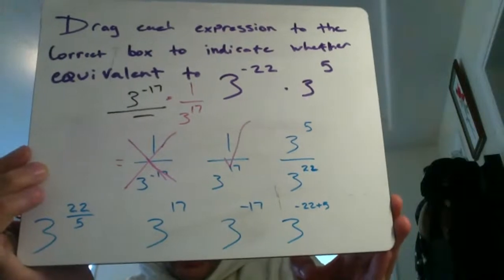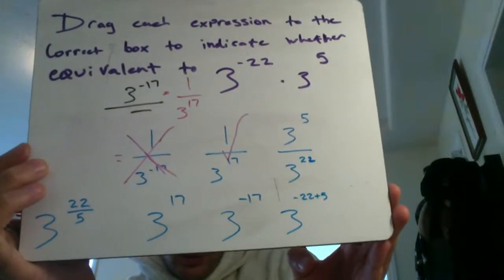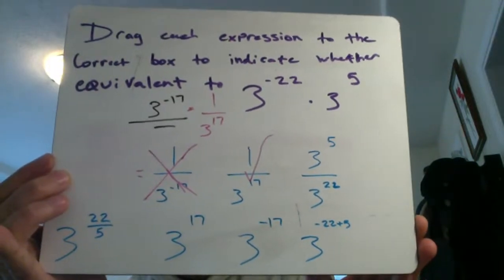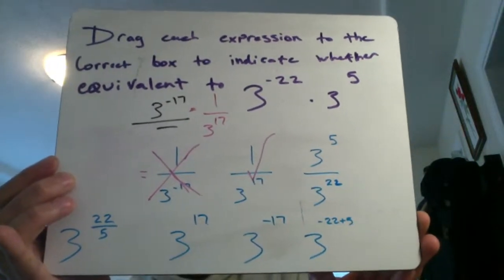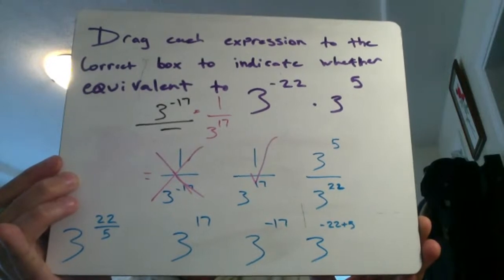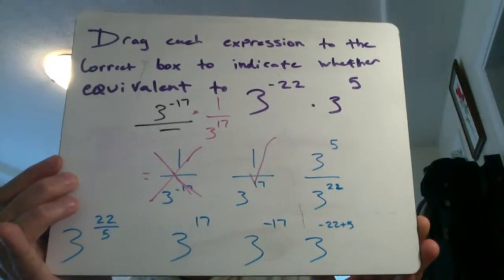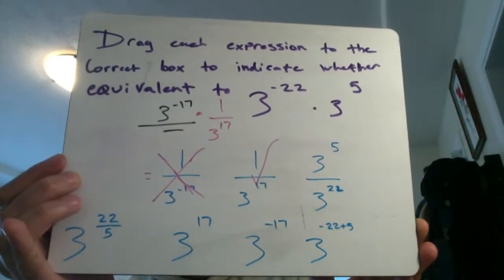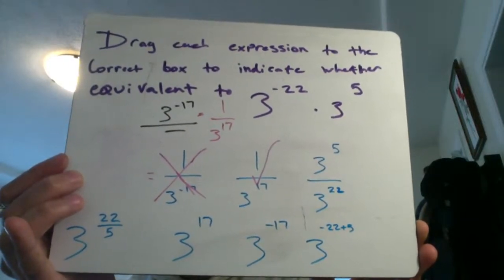Exactly. So we're going to put this one into the box that says equivalent, right? 3 to the negative 17th is the same as 1 over 3 to the 17th. So if they give us that option, 1 over 3 to the 17th, we're going to slide it into the equivalent box. Now, what about the one we have, 3 to the 5th divided by 3 to the 22nd? Is that the same thing?